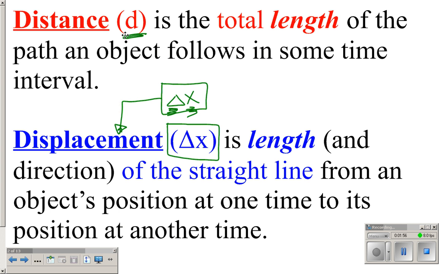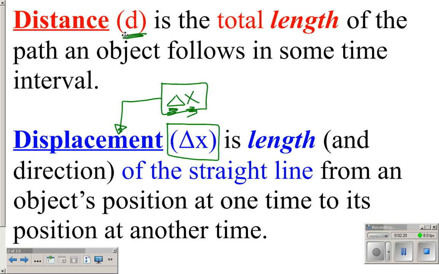All right. So anyway, the definition of displacement then is that it's the length and direction of the straight line from an object's position at one time to its position at another time. Okay? So I think the best way for this to make sense to you is to do an example. So I'm going to do that in just a moment. Before I do, I want to point out something important, which is this.